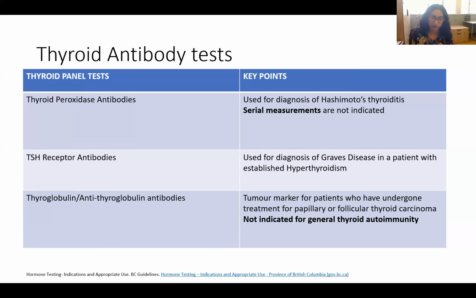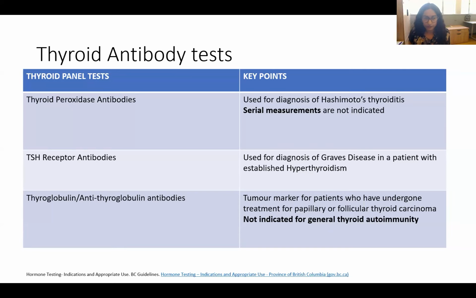TSH receptor antibodies, the second category, is used for diagnosis of Graves' disease. So this is done when somebody is known to be hyperthyroid based on the thyroid function test, and now we want to think about the causes for hyperthyroidism. The TSH receptor antibodies help us identify Graves' disease as a cause of hyperthyroidism in the patient.